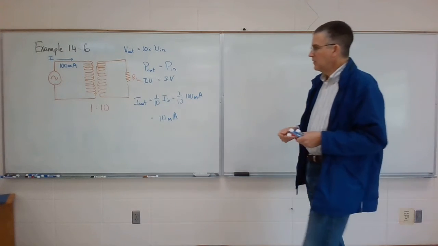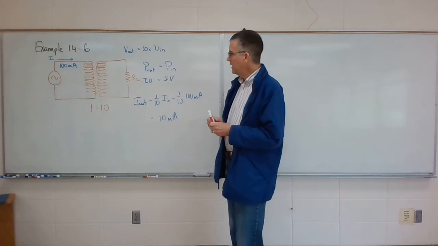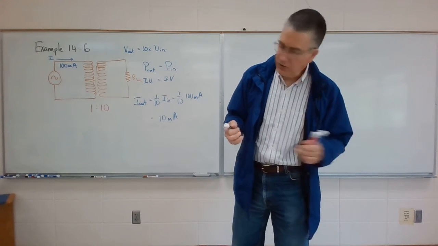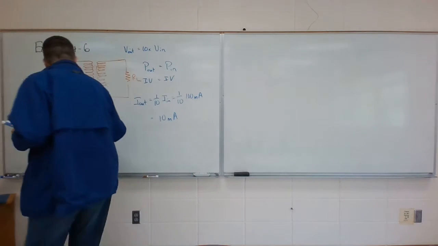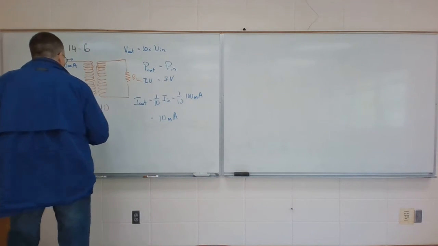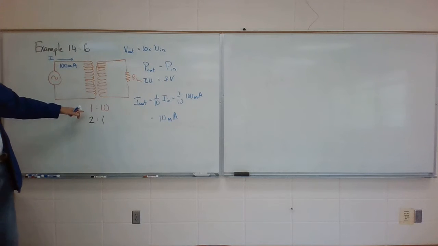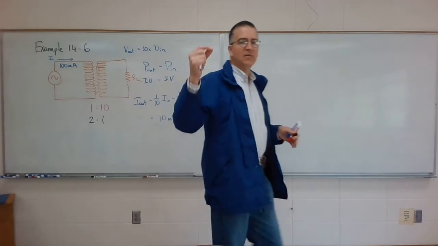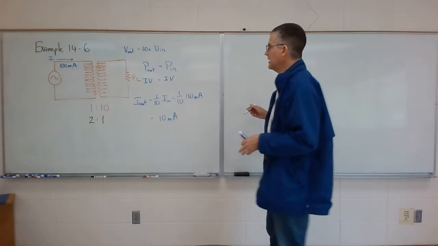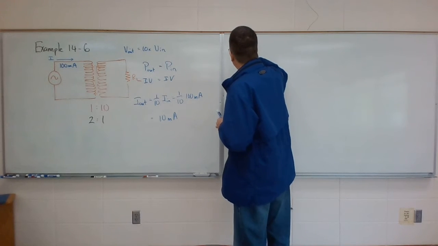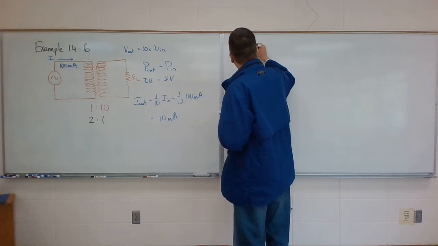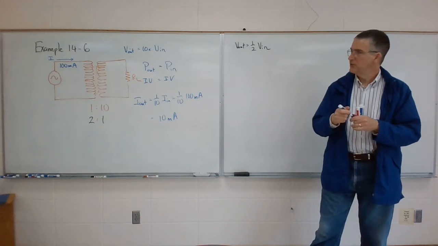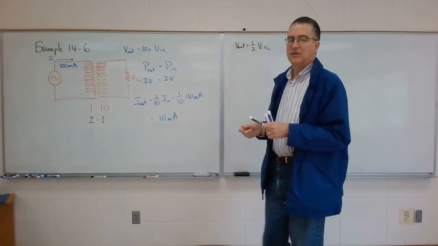Now, the other thing they give is, what if this is a 2-to-1 ratio? Which means I've got 2 turns on the primary for every 1 on the secondary. That is a step down transformer. Okay, so in that case, the voltage out will equal 1/2 the voltage in. That's my ratio. Voltage out is going to be 1/2 the voltage in.